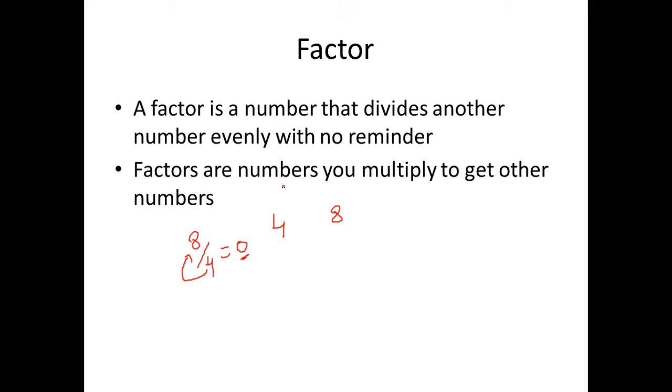And there's another definition for factors too. Factors are numbers you multiply to get other numbers. For instance, 8 can be written as 4 into 2. So 4 and 2 are factors for 8. Likewise, 8 can be written as 1 into 8. 1 and 8 are factors for 8. So what are the factors for 8 we have identified? It is nothing but 1, 2, 4, 8. So these are the factors for 8. That's what this definition says: factors are numbers you multiply to get other numbers.